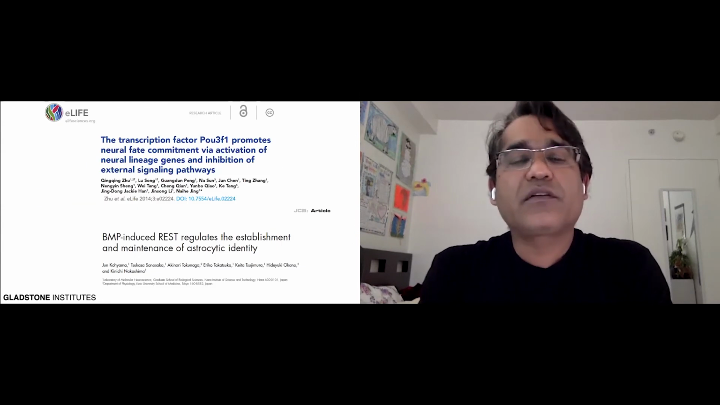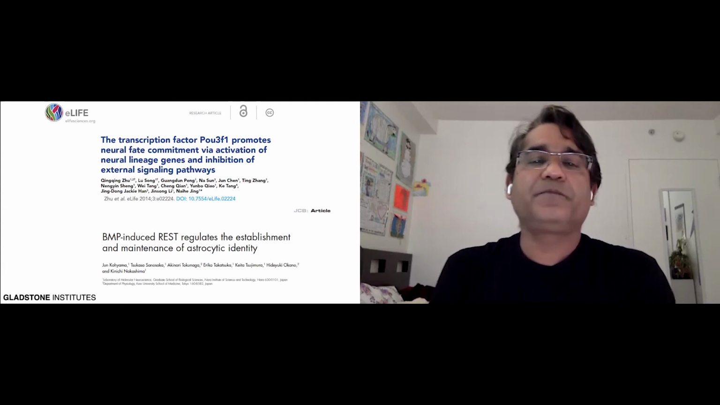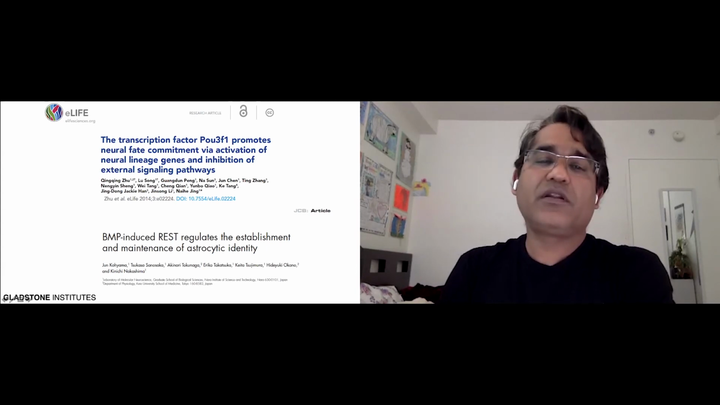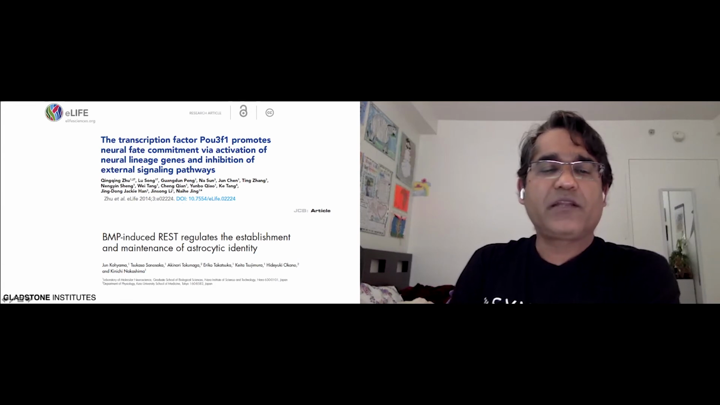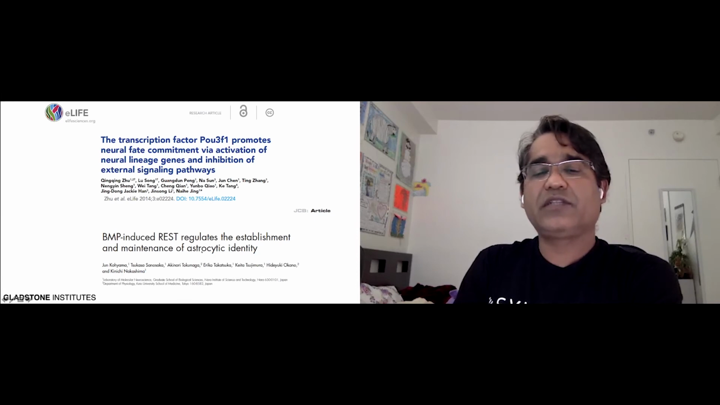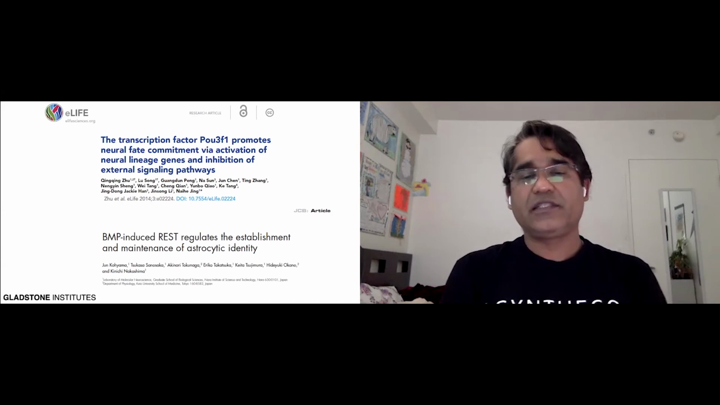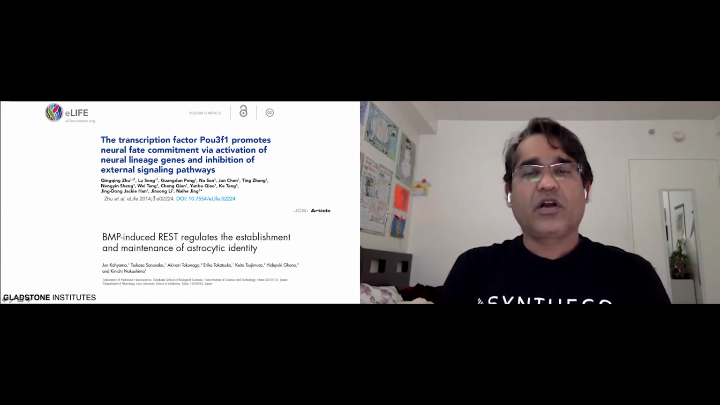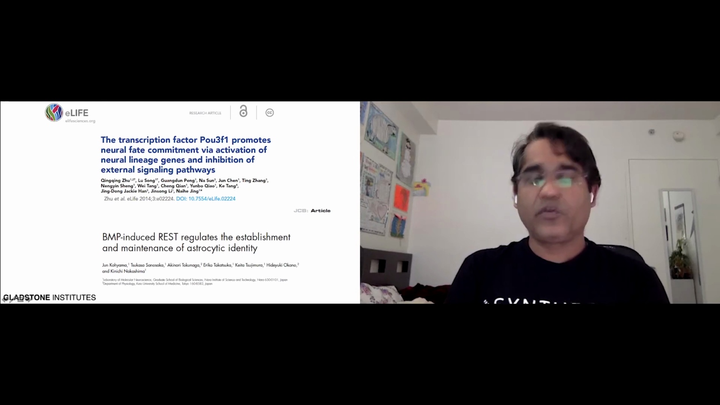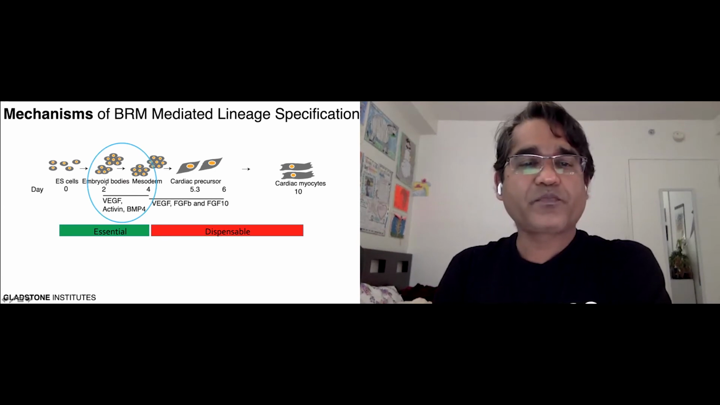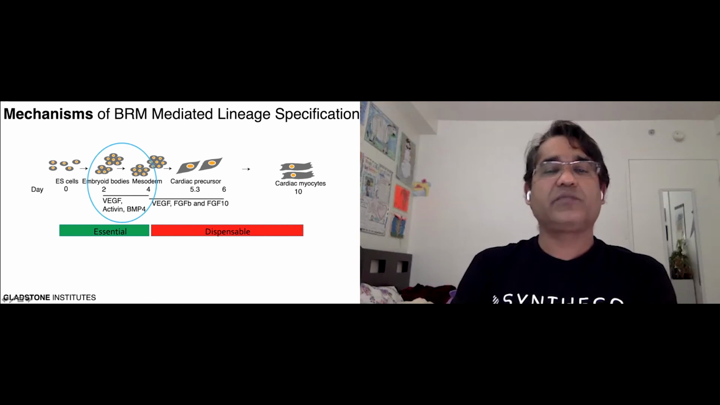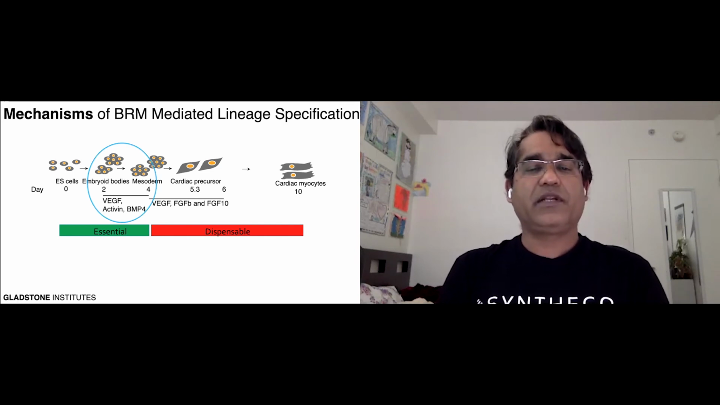There are two papers that we came across, which is striking. POU3F1, which is OCT6, promotes neural fate commitment via activation of neural lineage and inhibition of extrinsic signaling pathways, mostly the BMP signaling pathway. That's what the paper says. Another paper says BMP-induced REST regulates establishment and maintenance of astrocyte identity, and here astrocytes means non-neuronal identity, and this is also true in other cases. So commonly this points out that BMP4 might be one of the candidates, and in our differentiation system, we are also using BMP4 at that stage to induce these cells towards mesoderm lineage by using VEGF, activin and BMP4.